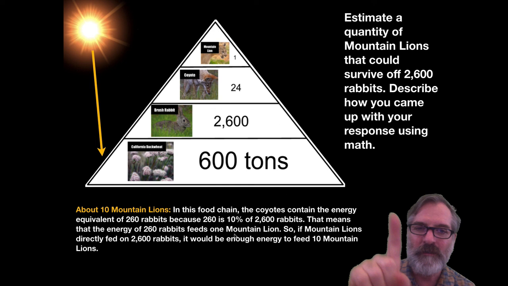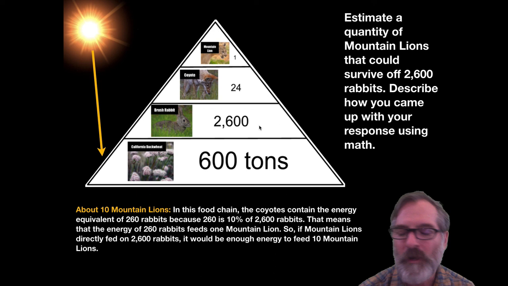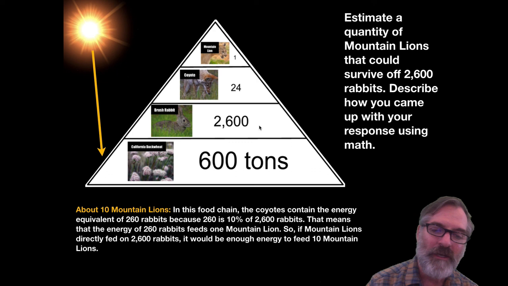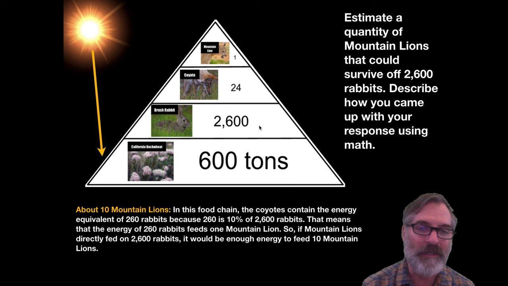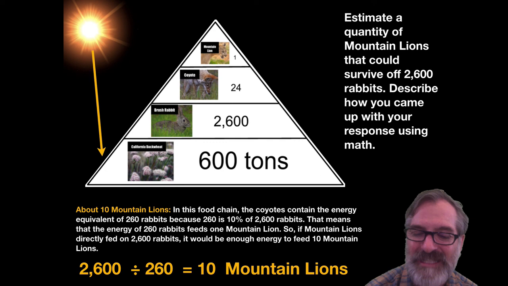So if we get rid of this trophic level, how many times will 260 go into 2,600? Right? So it's going to go in there 10 times. That means the energy of 260 rabbits feeds one mountain lion. So if the mountain lions directly feed on 2,600 rabbits, it would be enough energy storage molecules to feed 10 mountain lions. So again, the math would look like this, right? 2,600 divided by 260 equals 10 mountain lions that could be supported up here.